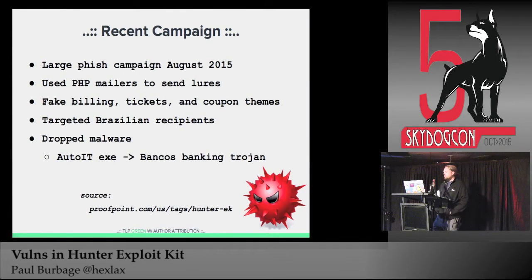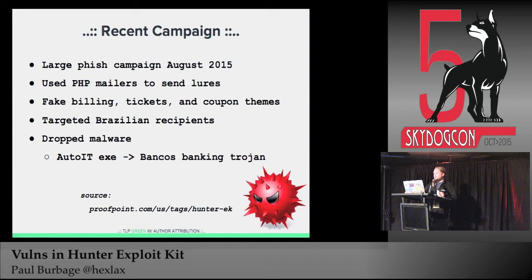So I mentioned earlier that Proofpoint was pretty much the one that publicly disclosed this particular exploit kit, and I reached out to them. Their research team's been awesome about giving me more data than what they could publicly share, and they had a very large phish campaign for this particular EK back in August. It sent spam emails that contained links, utilizing PHP mailers on compromised hosts. These purported to be some type of fake billing or traffic ticket, and even coupon themes, mainly targeting the Brazilian ecosystem down there.